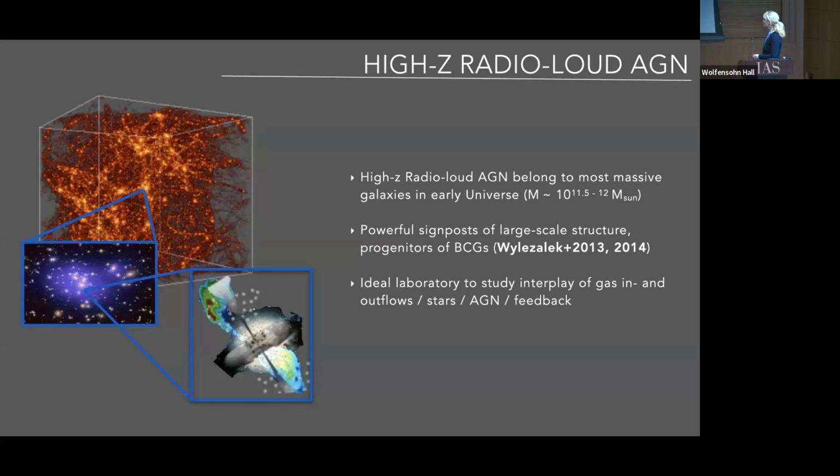And here we're focusing now on another specific sample of AGN, namely high redshift radio-loud AGN, that similarly to ERQs are very massive galaxies that are found in the early universe. They have been shown to be powerful signposts of large-scale structures. So oftentimes protoclusters are found around them. And they have been shown to also be ideal laboratories to study the interplay of gas in and outflows. These things have giant radio jets, and to look at different modes of AGN feedback at high redshift.